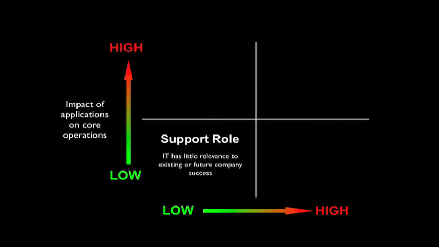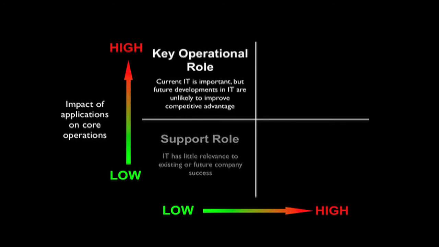In the lower left-hand corner is the support role. This means that IT really doesn't affect the company all that much. Low in operations, low in strategy. It's just support. The upper left-hand corner is a key operational role. That means IT is key for operating the company, but it doesn't impact strategy.